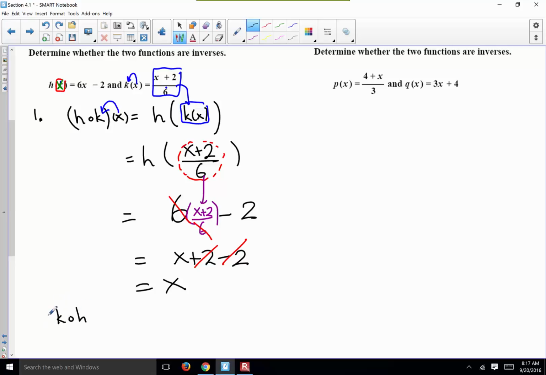K circle H of X must be done as well. So this time K is outside, H is inside. I first substitute H in. This time H is 6X minus 2.